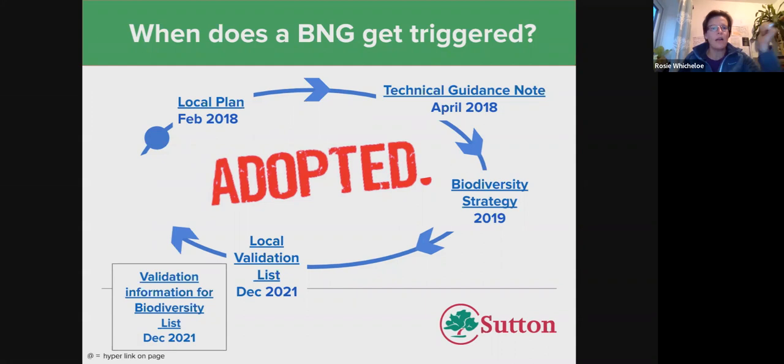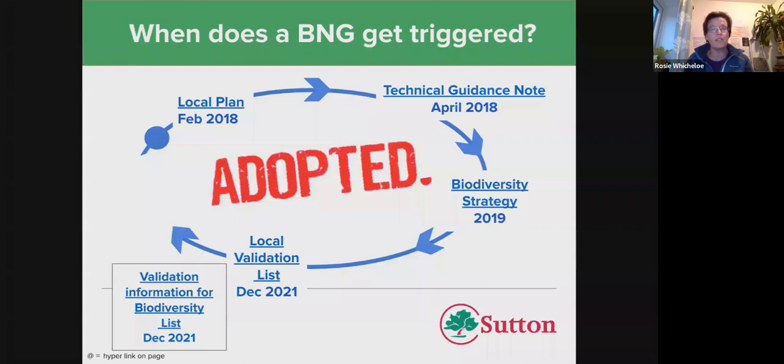So how does biodiversity net gain get triggered? Well, it starts with a local plan. There are a few words in the local plan which really are important. It references the need for a biodiversity accounting, which was what we had in those days, but obviously an accounting with some kind of metric.